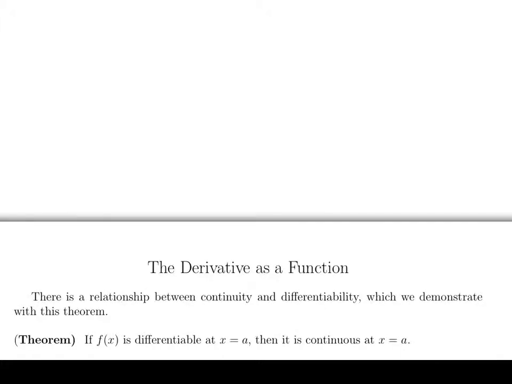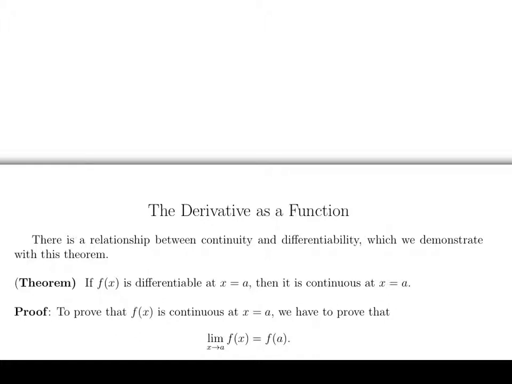The theorem says that if you have a function that's differentiable at a point, then it has to be continuous at that point. Now it's important to understand that the converse is not true. Being continuous at a point does not imply that it's differentiable there. I'd like to show a proof of this theorem because it uses our limit laws, and it's actually not that difficult to prove.